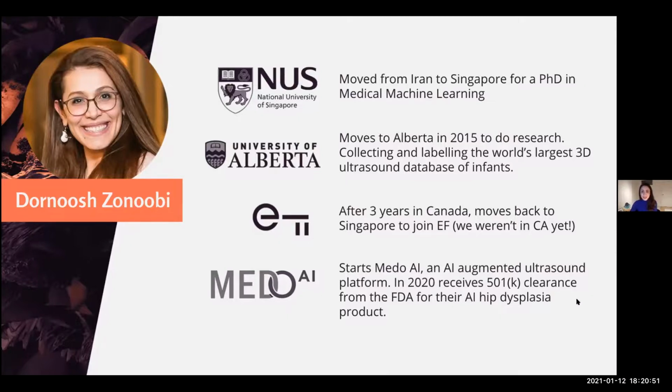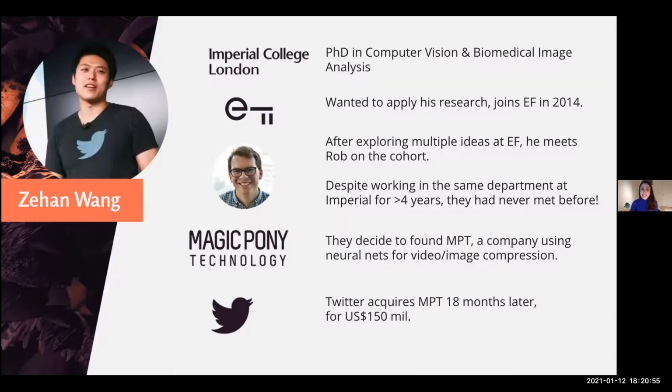And so the last founder profile that we have is Zeehan Wang. So Maya mentioned Magic Pony, which is one of the more prominent success stories of EF. Zeehan has a PhD in computer vision and biomedical image analysis, and he's the CTO of Magic Pony, which exited to Twitter for $150 million only 18 months after meeting his co-founder, Rob Bishop at EF.